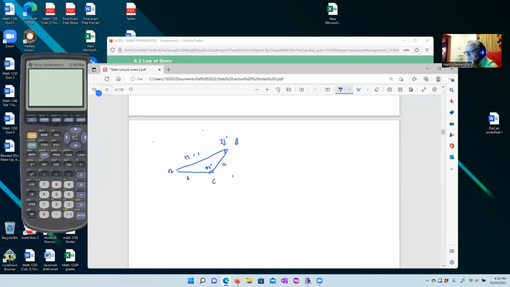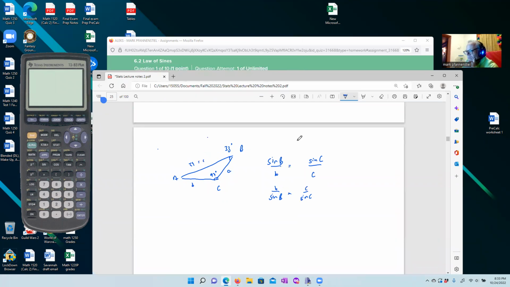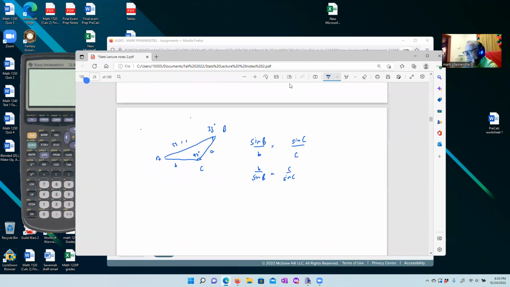So what we're going to do is say the sine of B is to b as, and now we need an angle and another side, the sine of C is to little c. And we could have also set this up as b is to sine B as little c is to sine capital C. We have capital C, it's 97 degrees. We have the opposite length, that's 59. So all we have to do is figure out what B is going to be.